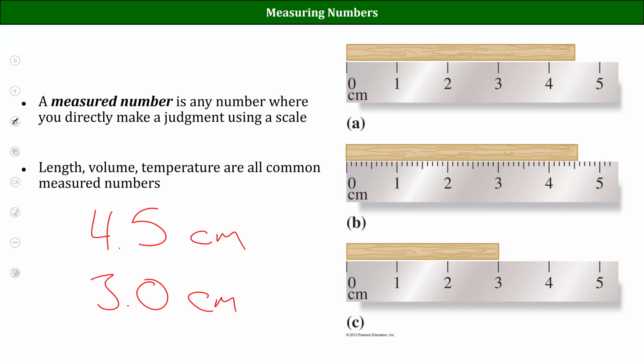Now, that actually means that how many digits we get to use depends on our ruler in this case, right? A and B, it's the same object, actually. It's the same piece of wood. But when you get a better ruler, we can see it's definitely closer to 4.6 than it is to 4.5, right? By having a better ruler, we get to estimate more.